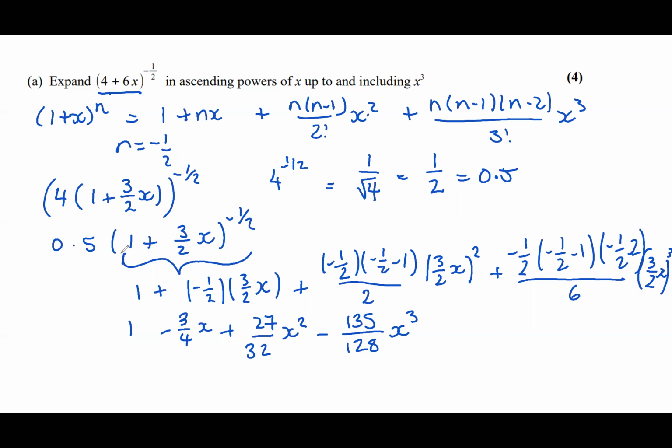However, we need to multiply it all by a half. So we'll get 1/2 - 3/8 x + 27/64 x² - 135/256 x³. So that's our final answer for that expansion up to and including x cubed.